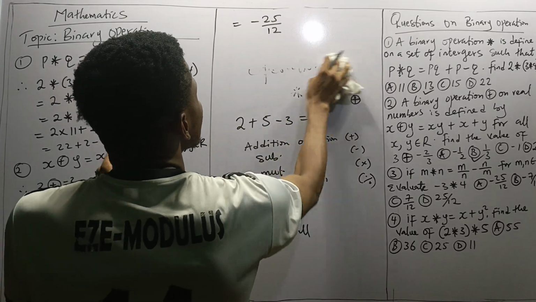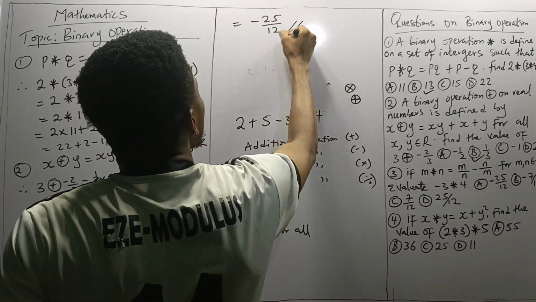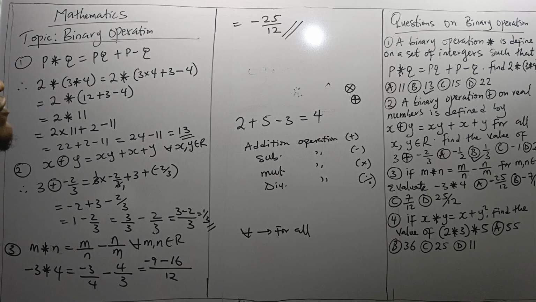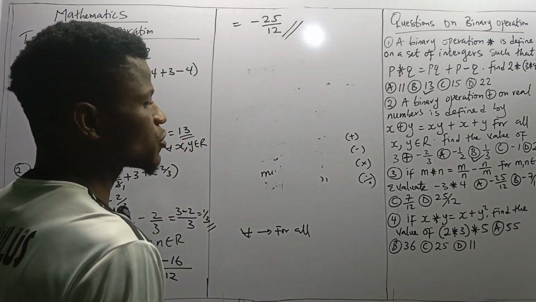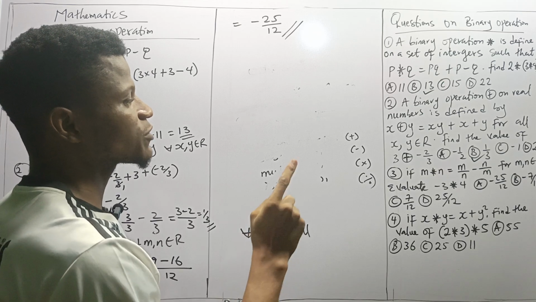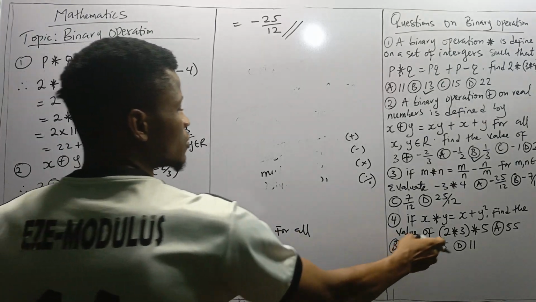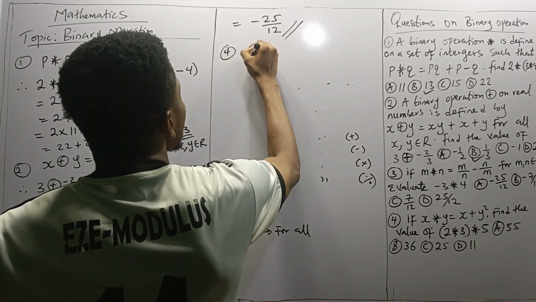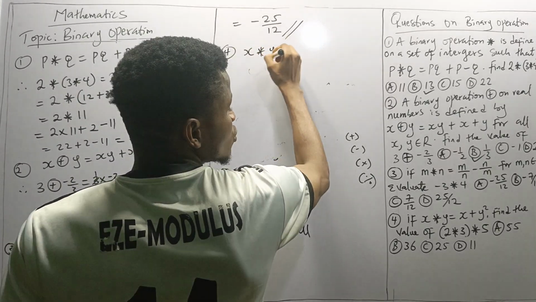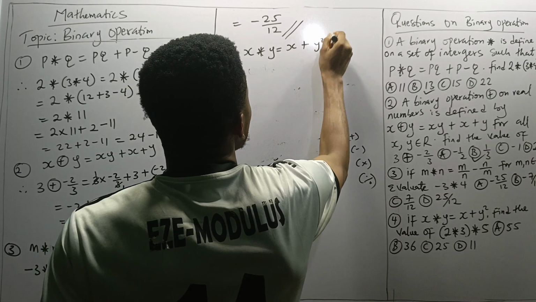Is there anything that can cancel? I don't think so. They don't have a common factor. Of course, 25 is 5 times 5, while 12 is 3 times 4 or 2 times 6. So there is no common factor. All right, then the last but not the least, which is our number 4. What does it say? If x operation y is equal to x plus y squared, find the value of this. So number 4, we have x operation y equals x plus y squared.